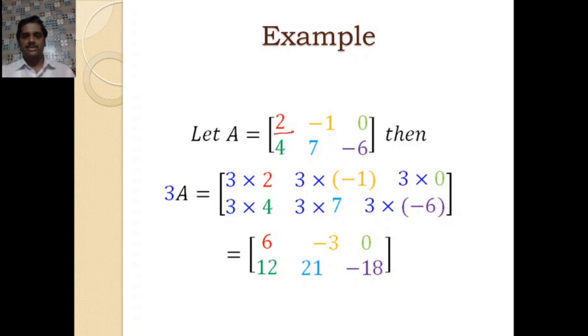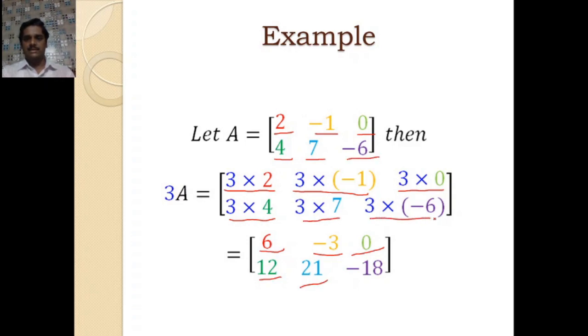The first element is 2 multiplied by 3. 3 into 2 is 6. The second element is minus 1 multiplied by 3. 3 into minus 1 is minus 3. The third element is 0 multiplied by 3. 3 into 0 is 0. The fourth element is 4. 3 multiplied by 4, 3 fours are 12. And like that, 3 into 7 is 21, and 3 into minus 6 is minus 18. I hope the idea is clear. To perform a scalar multiplication, you have to multiply each element of the matrix by that scalar quantity, by that number.